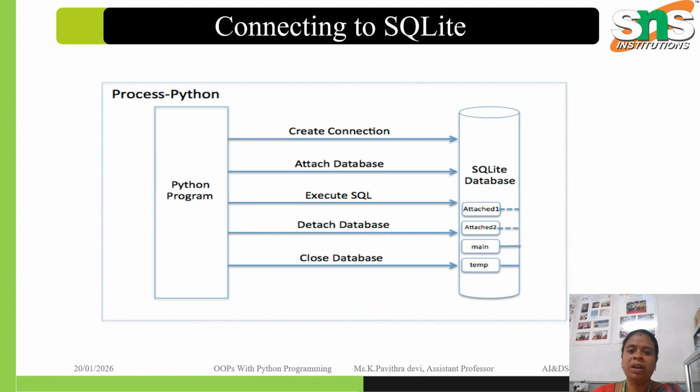Next, connecting to SQLite. Connecting to an SQLite database in Python is simple because it includes built-in support via the sqlite3 module, which follows the standard database application programming interface. Use sqlite3.connect to connect to the database file, which is created automatically. Use a cursor to execute the queries. Always close the connection.